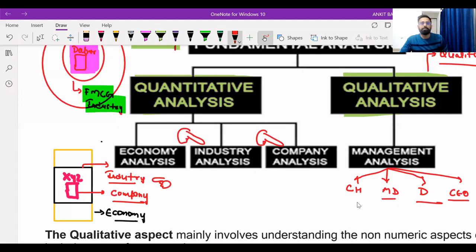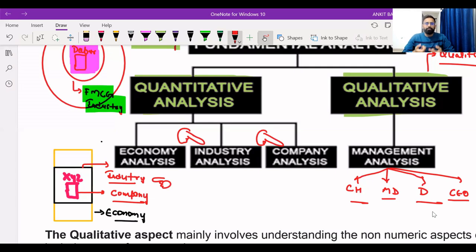And if this managing body is a quality body, right, they are honest, persons with integrity, then definitely you will invest your money in that company. If I take the example of Sir Ratan Tata, people believe in Ratan Tata, they invest their money in Ratan Tata. Similarly, if I ask you to invest your money in Kingfisher, whose previous owner was Vijay Mallya, definitely you won't be investing in that company. So what is the reason? You will be doing qualitative analysis also, right?